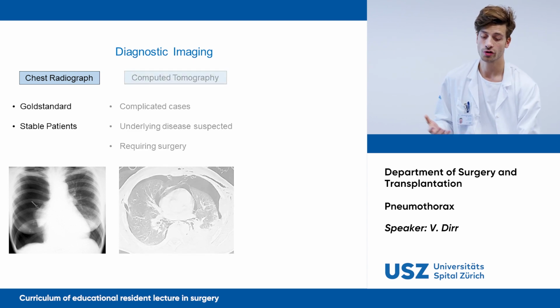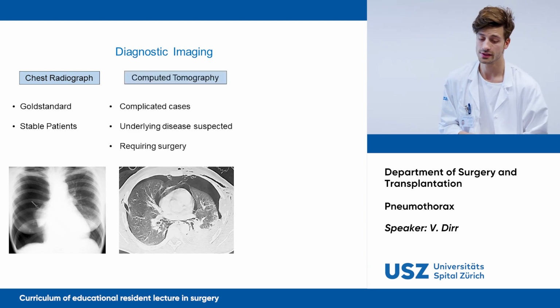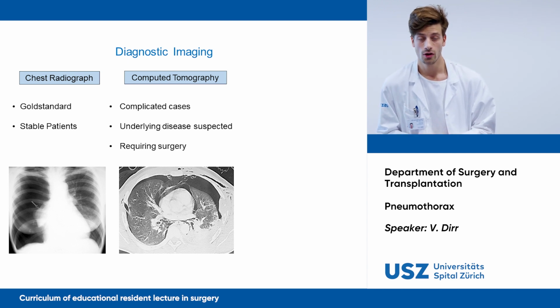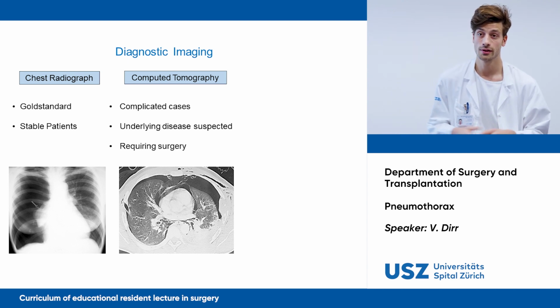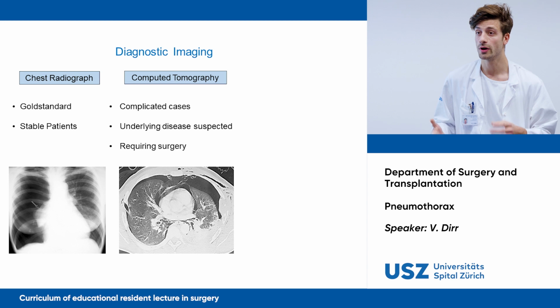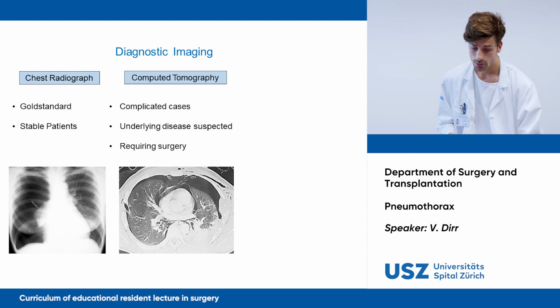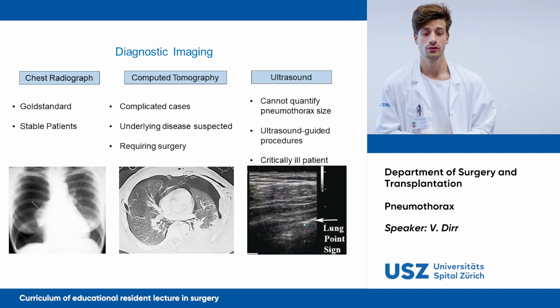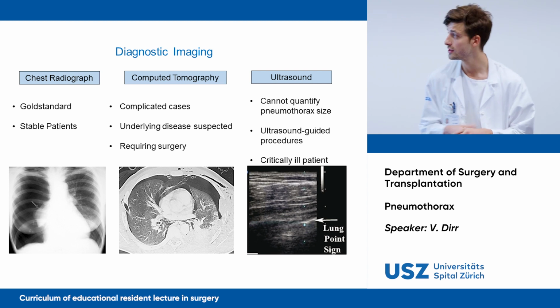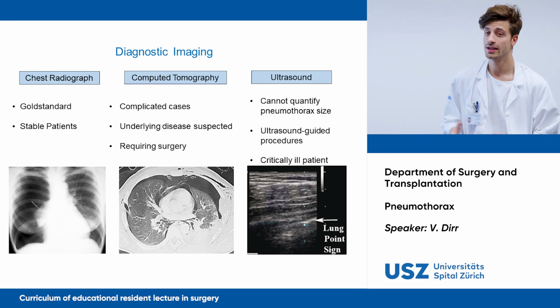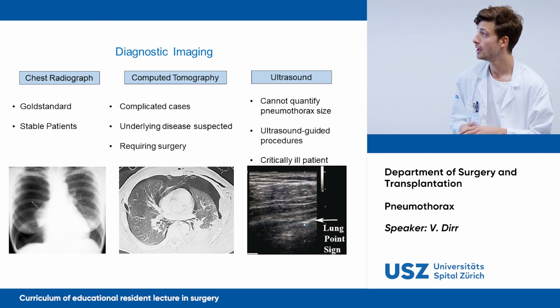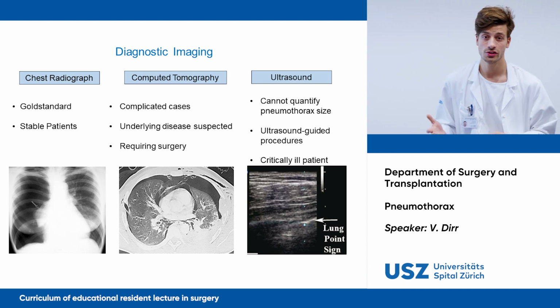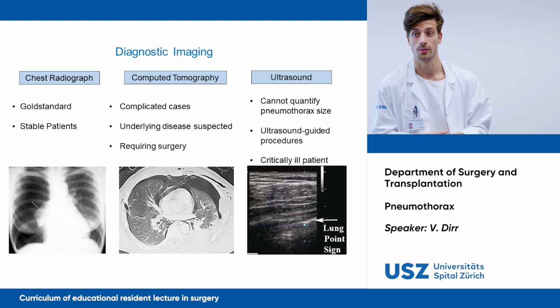If it's getting a little bit more complicated, then we're going to decide for a CT scan, or when we suspect an underlying pulmonary disease, or if you require surgery planning. And another good tool is the ultrasound, because it can make the diagnosis of a pneumothorax. On the other side, it can't quantify the size of it, but it can be helpful for guided procedures such as thoracentesis or a biopsy.